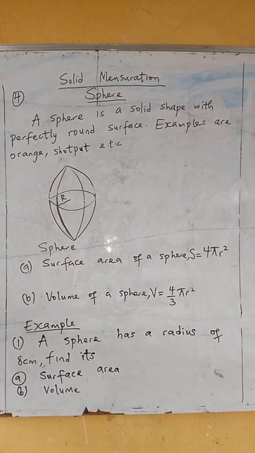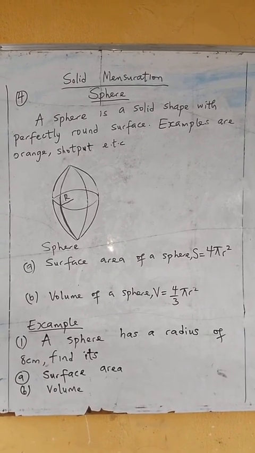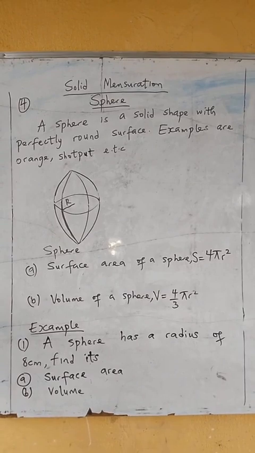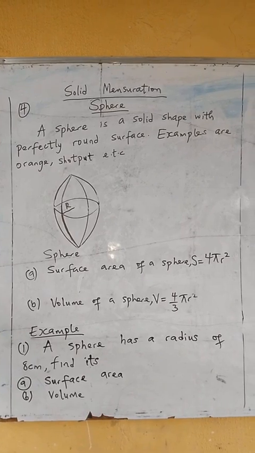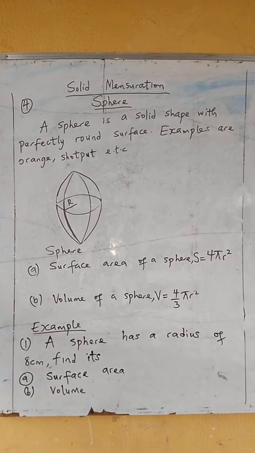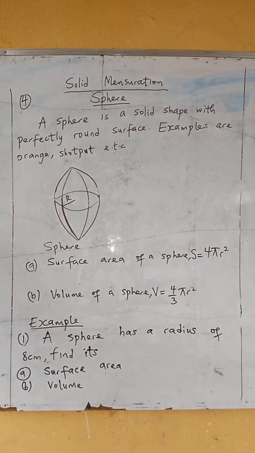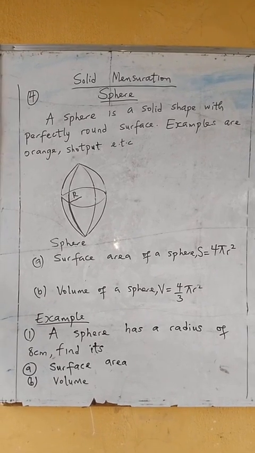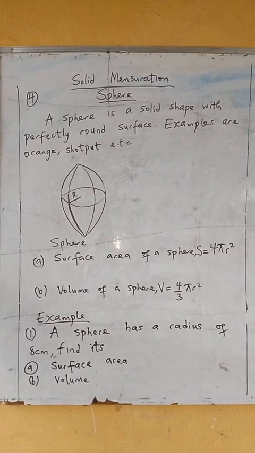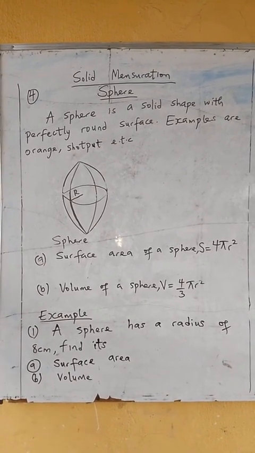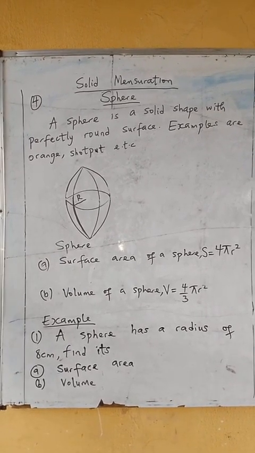Today, I want to consider a sphere, and I want to encourage you to watch my previous videos on a cube, a cupboard, and likewise a cylinder. Don't forget that the topic is solid mensuration, but the subtopic for today's class is a sphere. What is a sphere? A sphere is a solid shape with a perfectly round surface. And the examples that we can see within our vicinity are an orange and likewise a football.